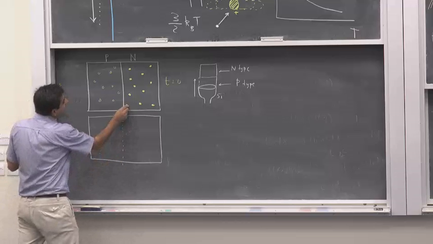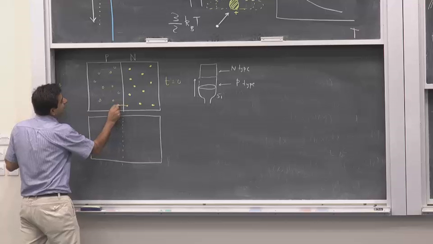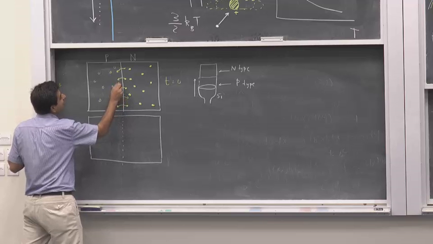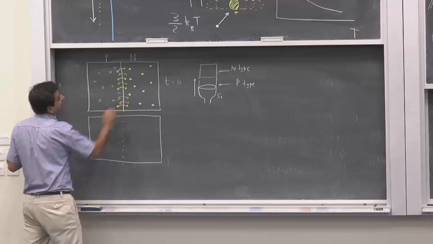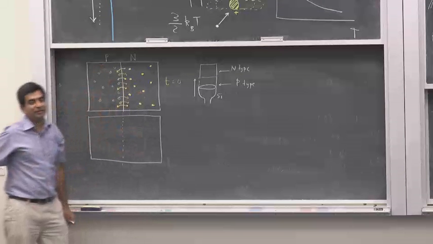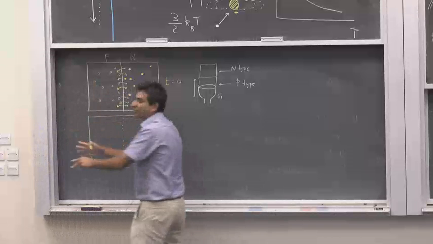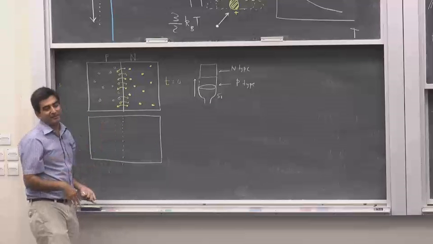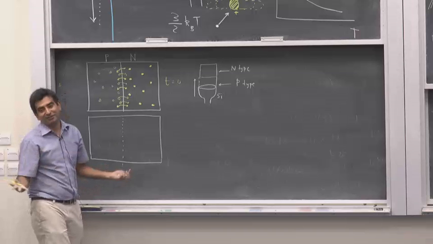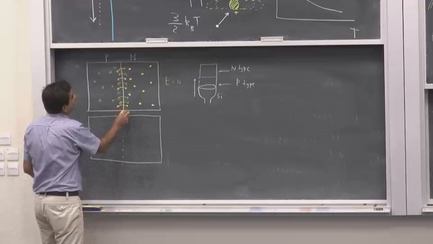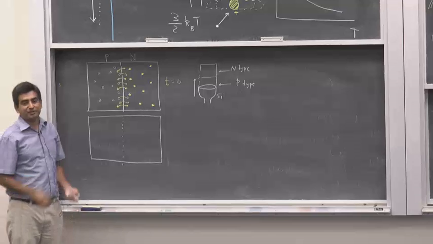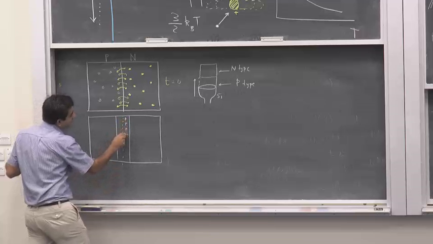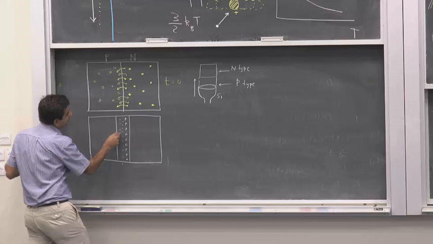Now what we observe is that the electrons diffuse into this region because of the concentration gradient, and the holes diffuse into this region because of their concentration gradient. Initially both of these materials were electrically neutral, but now this side has let away its electrons, and holes have come in. On this side, the holes have gone away and electrons have come in. So the electrical neutrality is broken at the junction. This region is no longer neutral; it acquires a positive charge, and this region acquires a negative charge, on both sides of the junction.